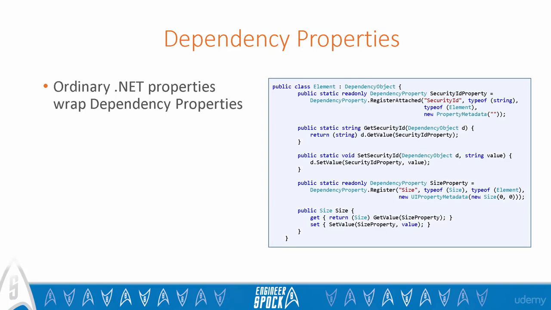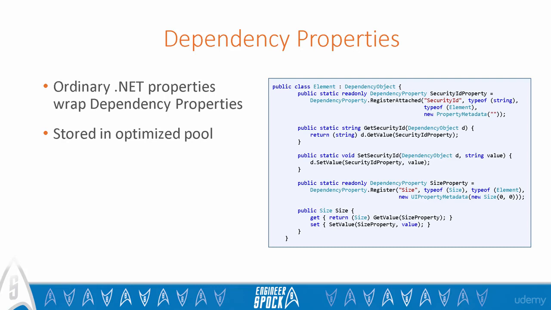Dependency properties are not built on top of ordinary .NET properties. On the contrary, classes which declare dependency properties in addition declare ordinary .NET properties, which wrap those dependency properties with intention to be visible in the XAML editor. You almost never set a dependency property using dependency properties mechanism directly. You set them via simple .NET properties. You can see the code snippet on the slide. It defines an attached property security ID and ordinary dependency property named size.